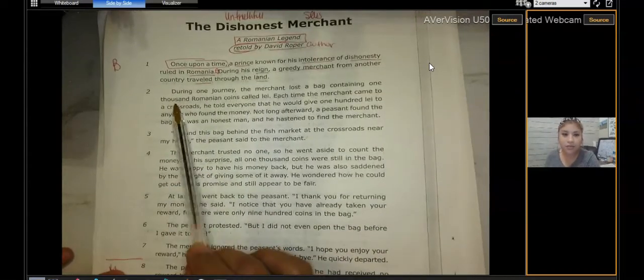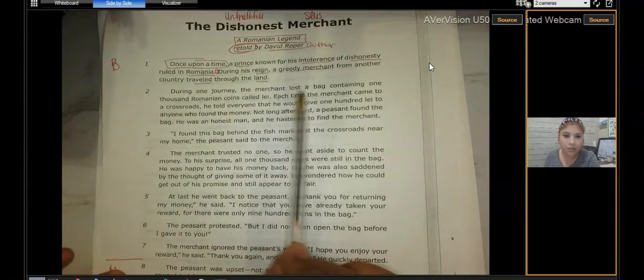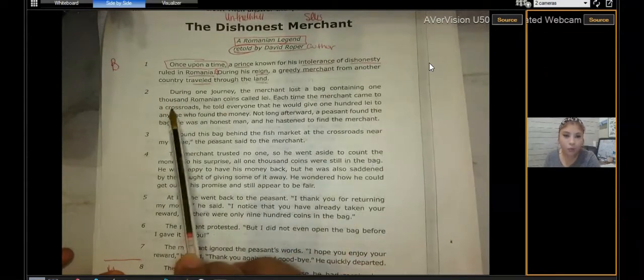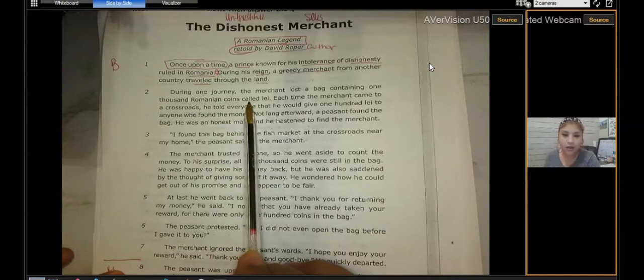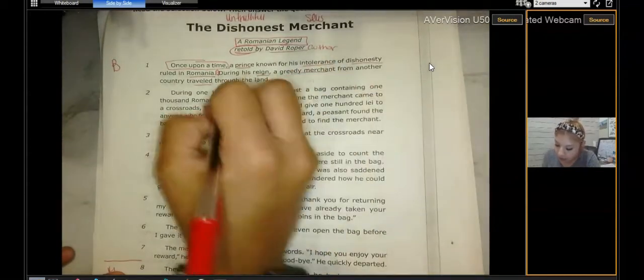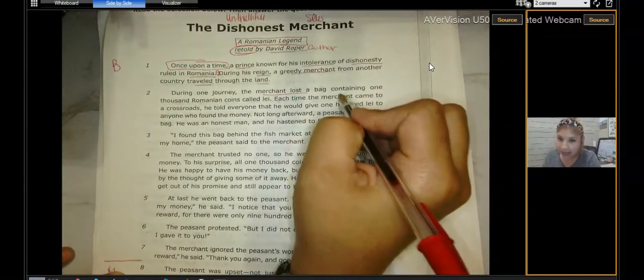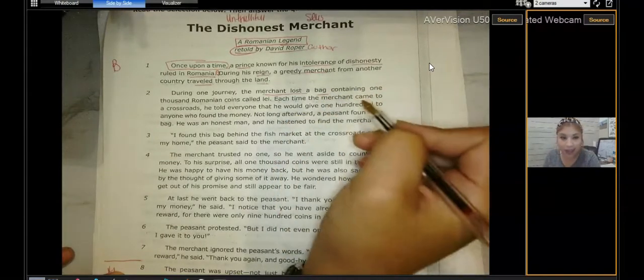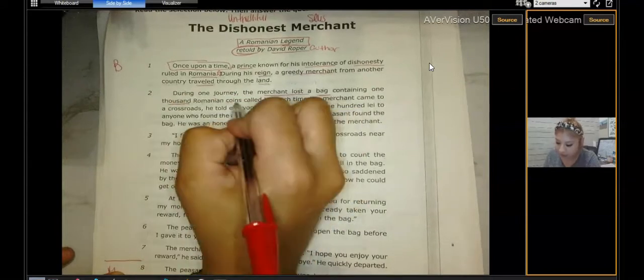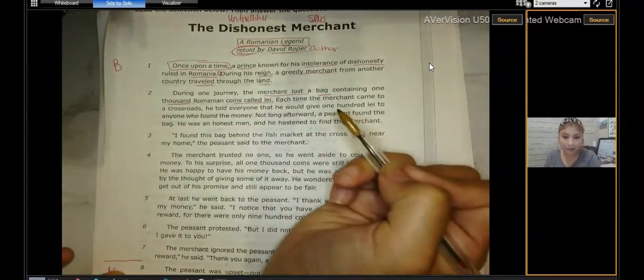All right, paragraph 2. During one journey, the merchant lost a bag containing 1,000 Romanian coins called lei. Okay, so during his journey, the merchant lost, and he lost a bag. What did that bag have? Thousands of coins called lei.